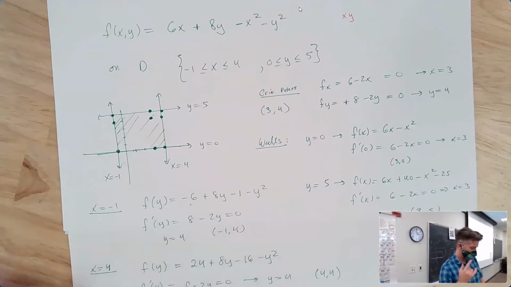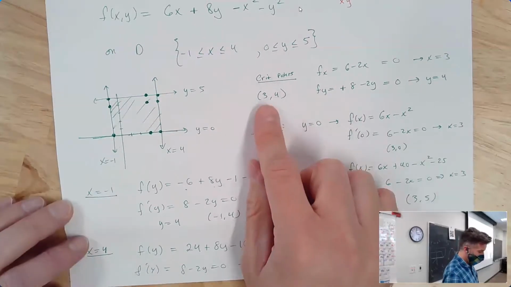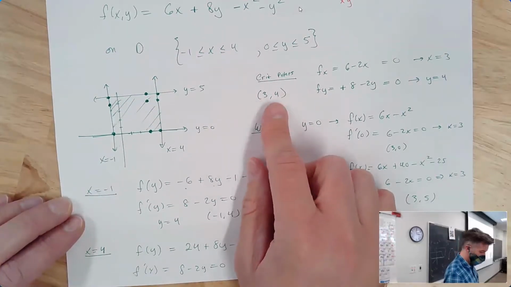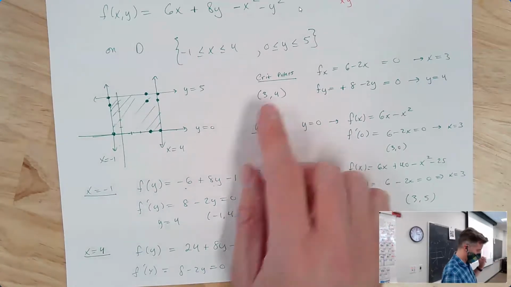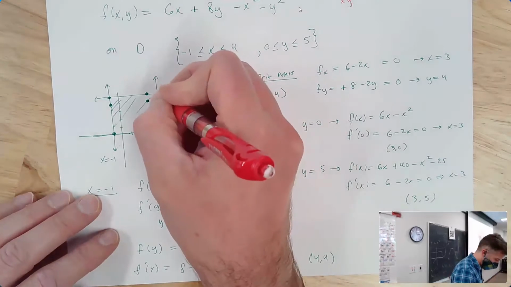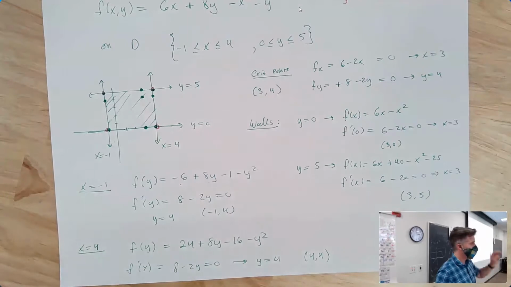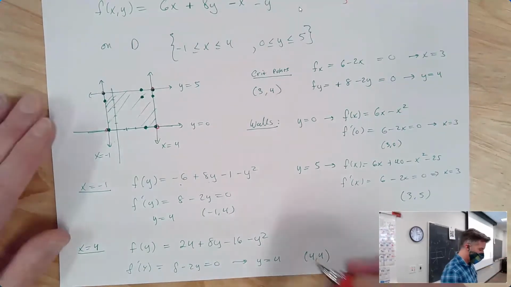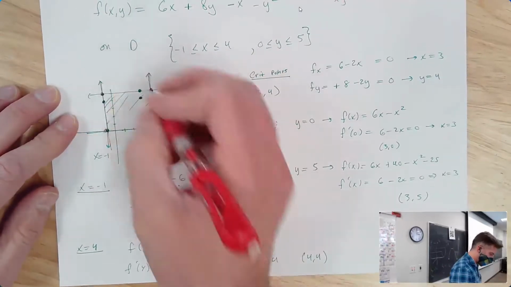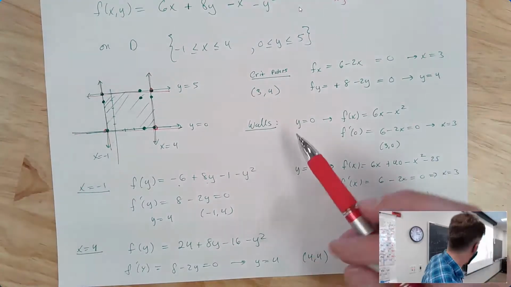From 3 places. Place 1, critical points, setting the gradient equal to 0. We got the 1 critical point, 3, 4. Place 2, all the corners. Every corner is always a candidate to be an absolute max or an absolute min. So corner 1, corner 2, corner 3, corner 4. And then place 3, which is the hardest place, is the walls. So on each wall, x equals 4, x equals -1, y equals 5, and y equals 0, I plugged that into the equation.